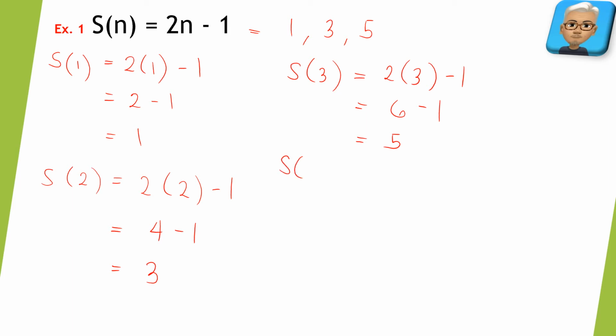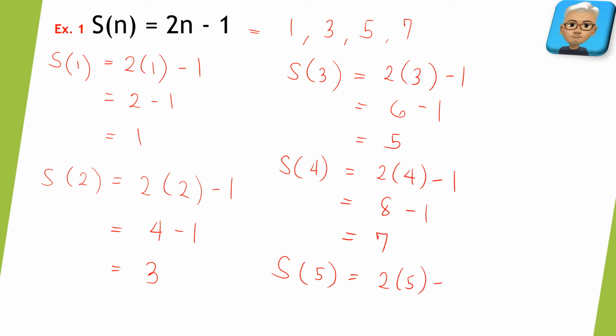For the fourth term, we have s of 4. That is 2 times 4 minus 1. 2 times 4 is 8 minus 1. The answer is 7. So next term is 7. And lastly, we have s of 5. That is 2 times 5 minus 1. And 2 times 5 is 10 minus 1. The answer is 9. So 9 is our fifth term.